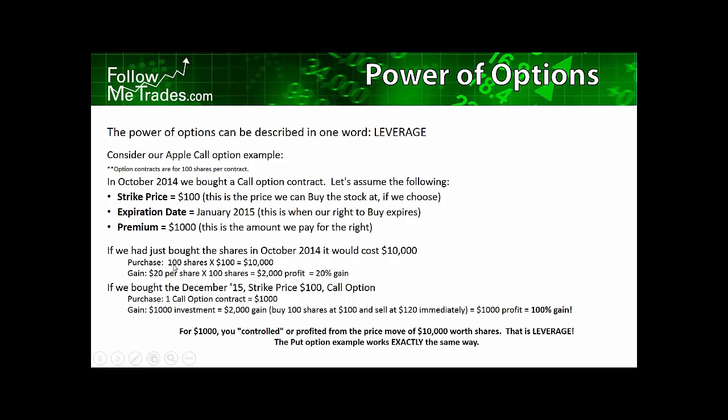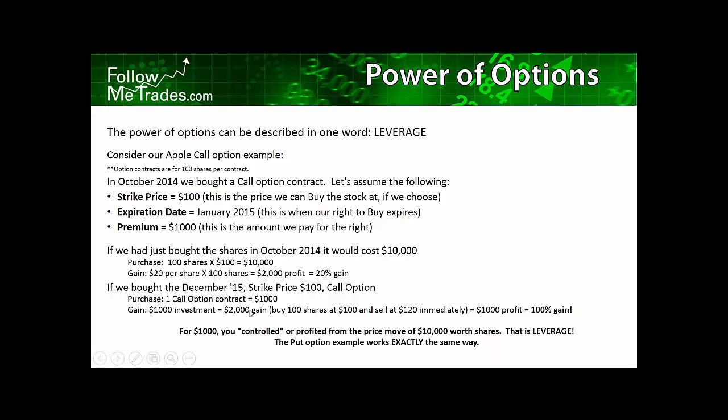If we just bought 100 shares at $100, we would have $10,000 in the market and at risk, and that capital would be tied up, right? Now, the shares went to $120. That's a $20 per share gain. It's a $2,000 profit. That's pretty nice, a 20% gain. But if we'd bought the January 16 strike price 100, we pay $1,000, right?